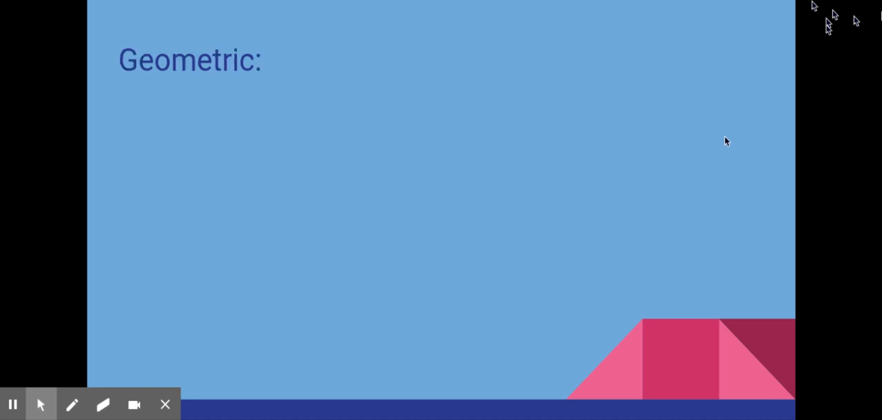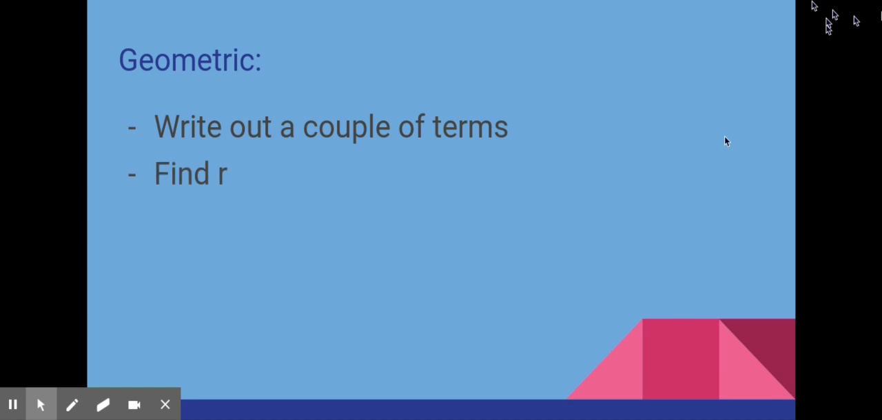So next we have geometric test. This you're going to want to use if you can't obviously use divergence theorem, so you're going to skip straight to this one if that's the case. First, you're going to write out a couple of terms. This step is optional, but I find it very helpful. It kind of helps you visualize the series. Then you're going to use those to find the common ratio. The common ratio is what you're multiplying by each time to get the next term.